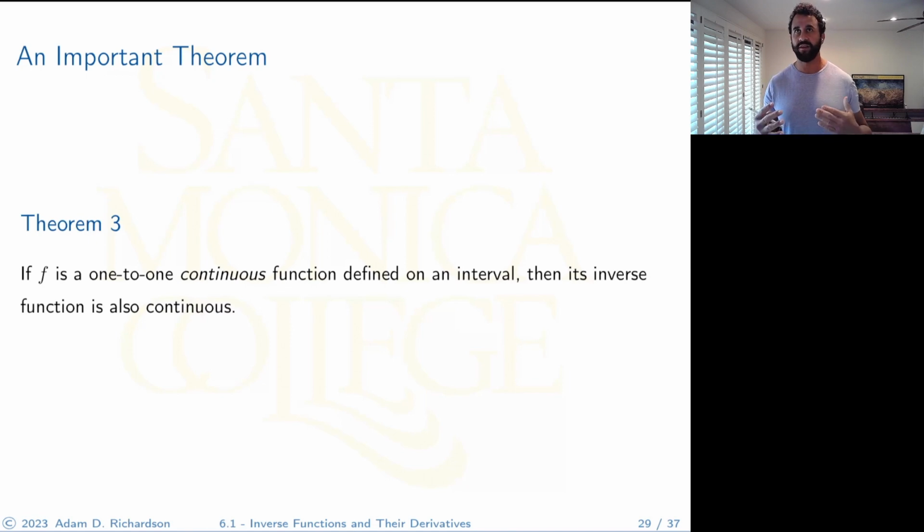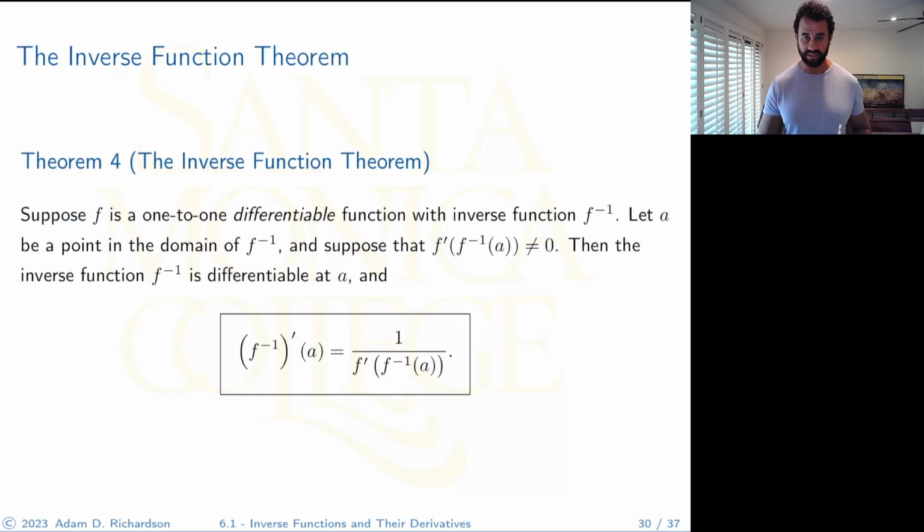In other words, you're not going to lose continuity through the inversion process. So if the thing you start with is continuous and you invert it, you're still going to end up with continuousness at the end of that. It's not going to break the function or anything. So we're going to use that in just a moment here, in particular when we prove this theorem.